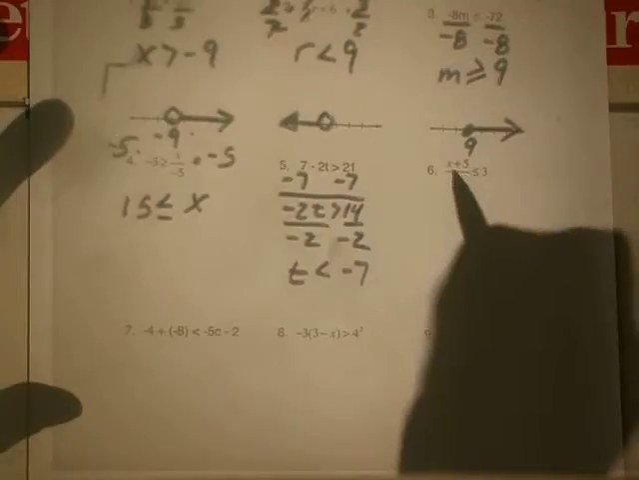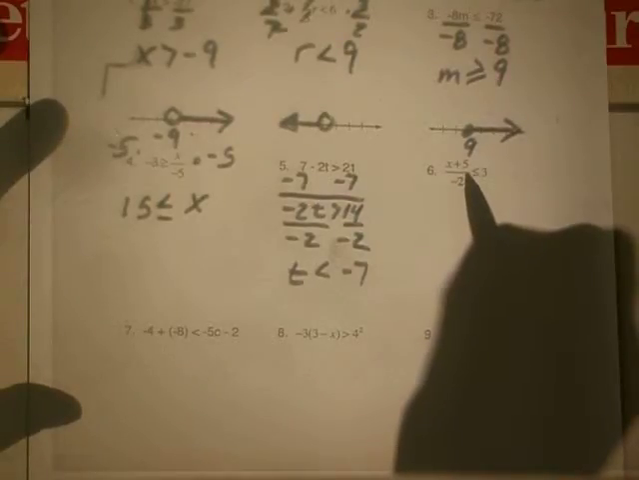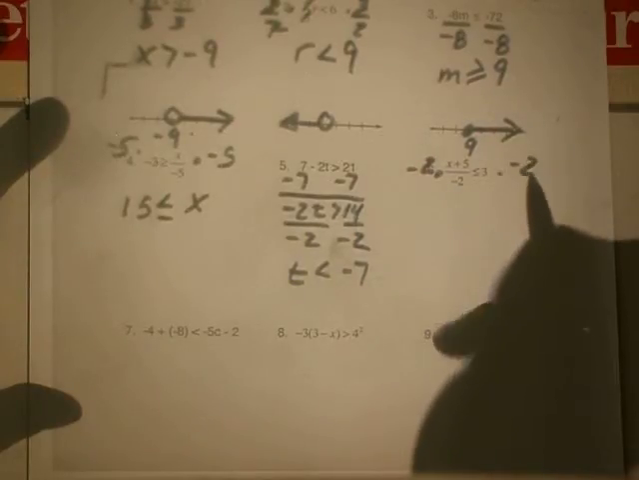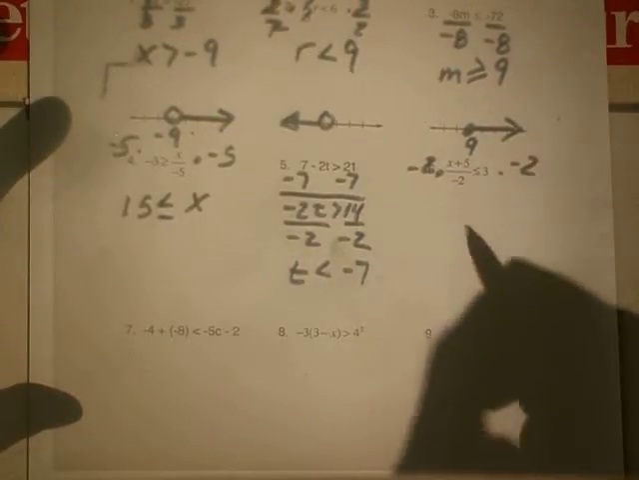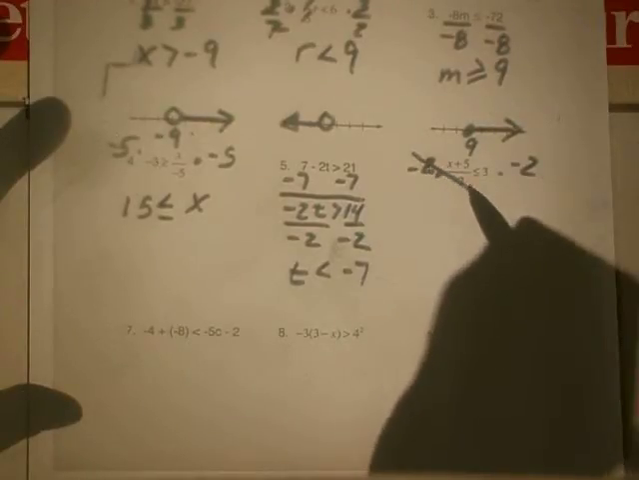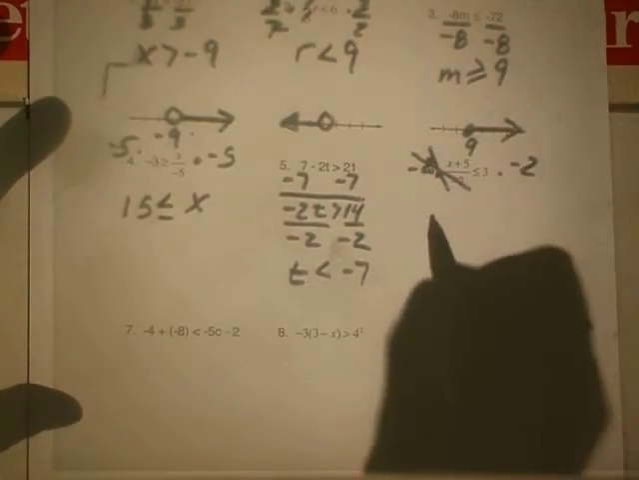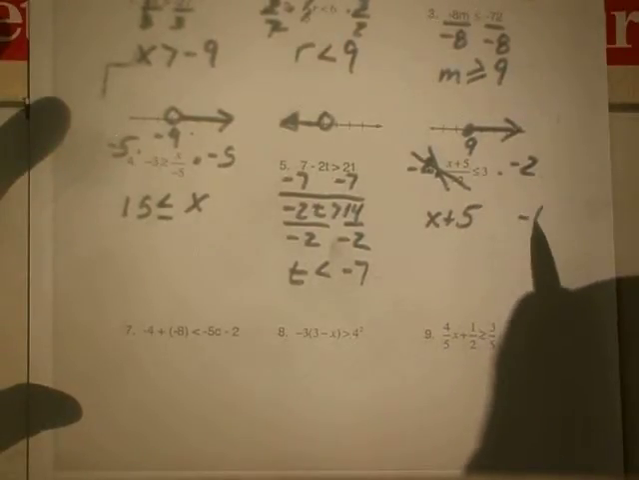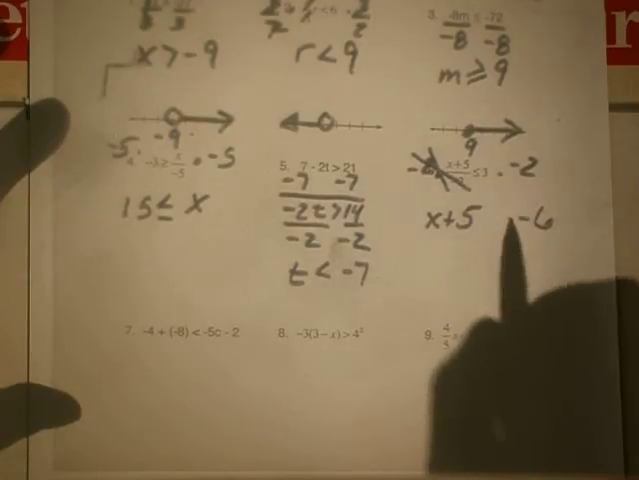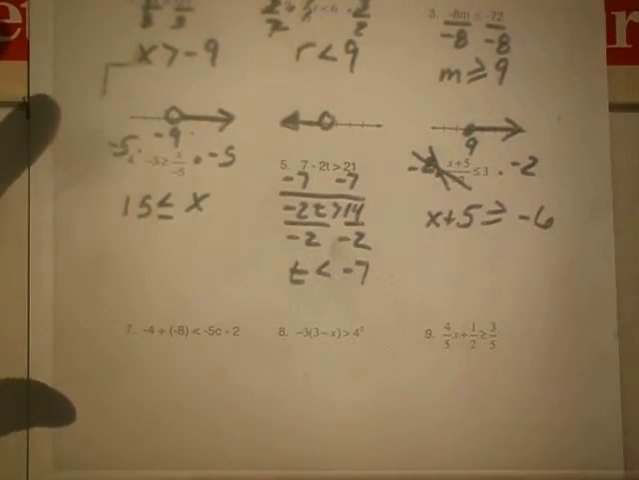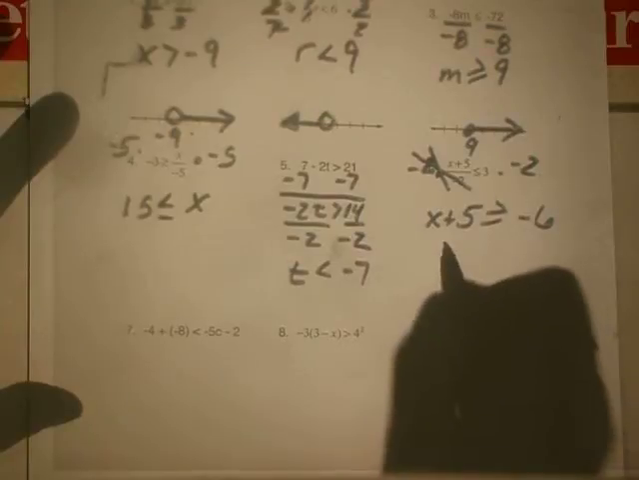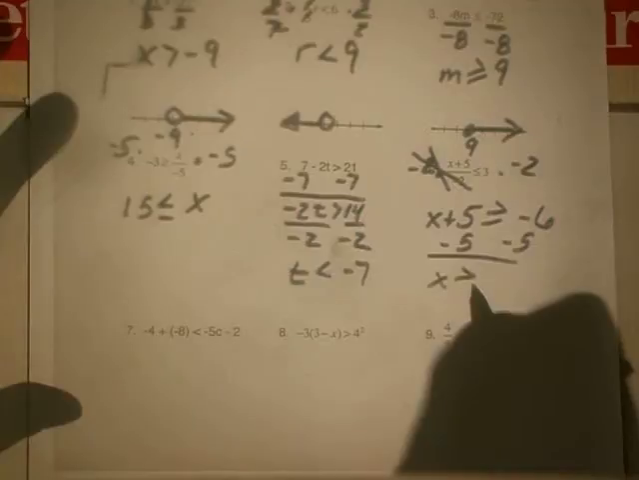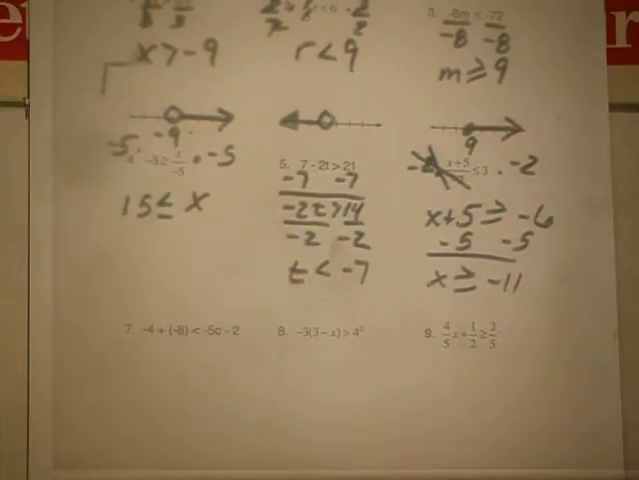Number 6, x plus 5 divided by 2. We want to get rid of this divided by 2. And to do that, you are going to multiply both sides by 2. Multiply by 2 and divided by 2 cancel each other out. And you are left with x plus 5 and a negative 6. Since we multiplied by a negative, you have to flip the sign around. And when you subtract x from both sides, you are left with x is greater than or equal to negative 11.